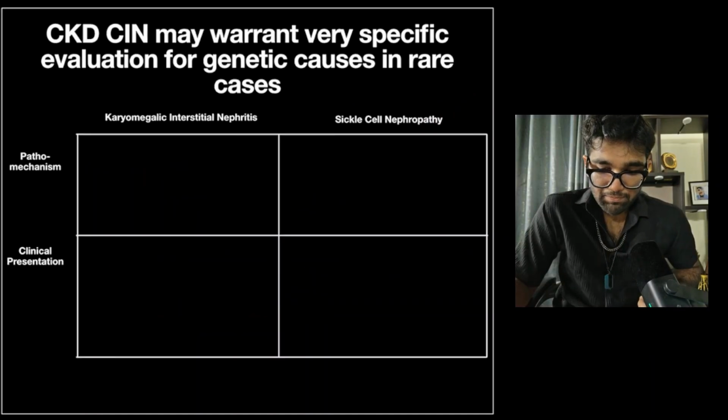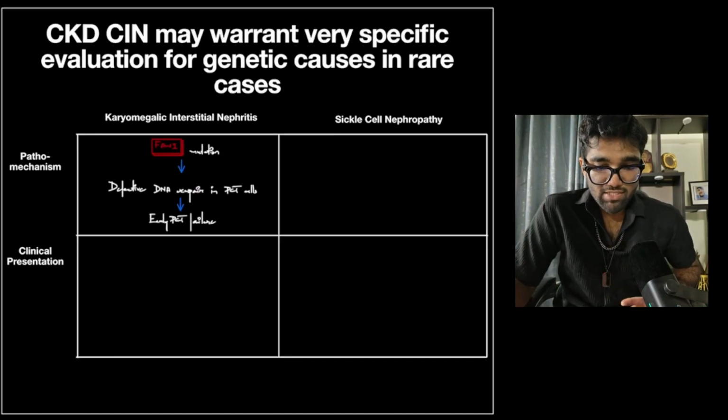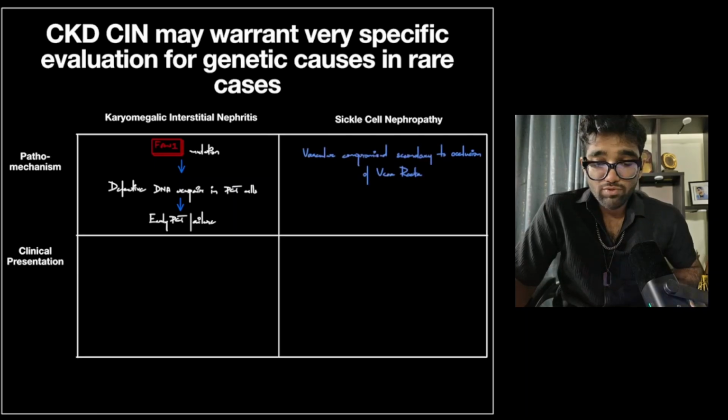Okay. Now, next, we come to the genetic causes of chronic interstitial nephritis: sickle cell nephropathy and, as I've just discussed, FAN1 mutations. FAN1 mutations result in defective DNA repair in the proximal convoluted tubules, resulting in early PCT failure. So these patients initially present with proximal convoluted tubule dysfunction, that is your proximal RTA and Fanconi syndrome, and eventually progress to chronic interstitial nephritis.